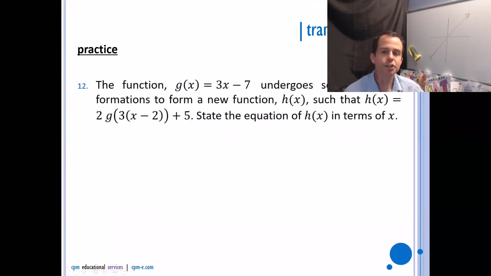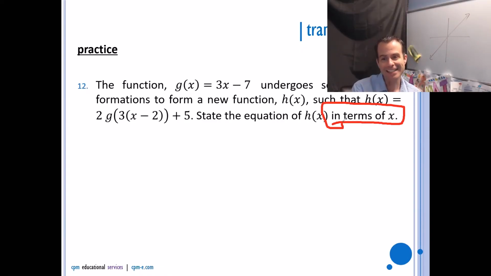Okay, the function g of x equals 3x minus 7 undergoes several transformations to form a new function h of x, such that h of x is 2g of 3x minus 2 plus 5. State the equation of h of x in terms of x. This is a super important phrase to you. In terms of x. That means I don't want the transformational equation. Actually, I've already been given the transformational equation, right? The transformational equation was h of x equals 2g of 3x minus 2 plus 5.